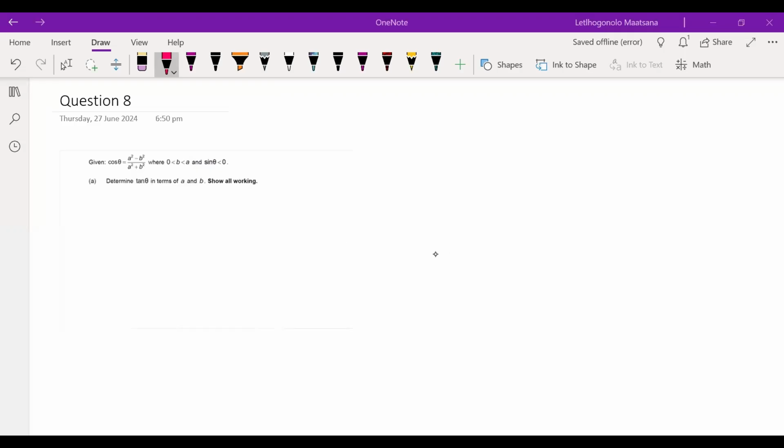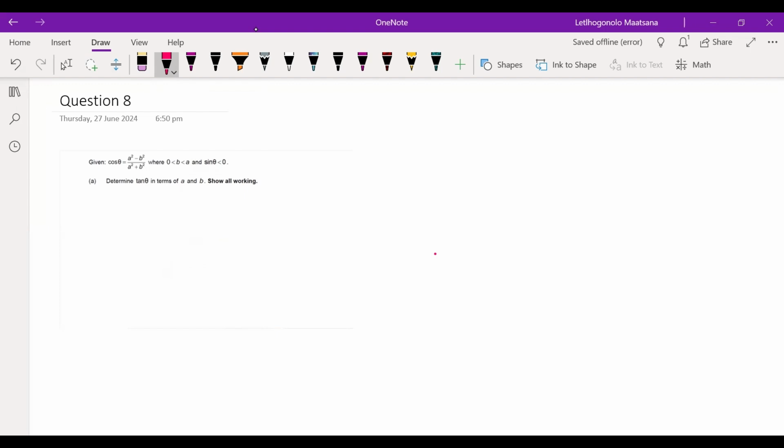Question 8, we are given cos theta equals a squared minus b squared over a squared plus b squared, where a is greater than b and b is greater than 0 and sine theta is less than 0. So let's look at the question given. It says, determine the tan theta in terms of a and b, show all your working.